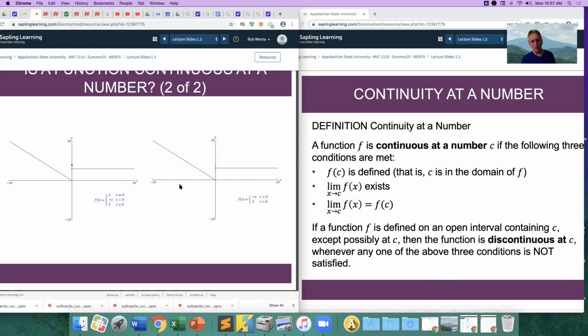Okay? So that's the information I want you to get from section 1.3 on continuity. I'll come back later and talk more about continuity on an interval, and we'll go from there, okay?